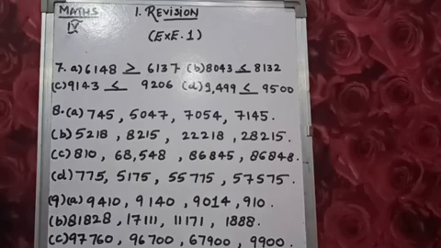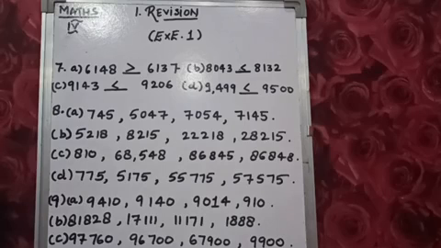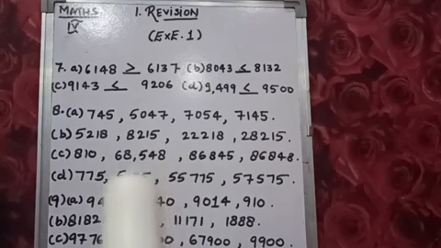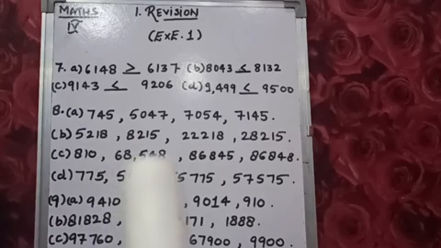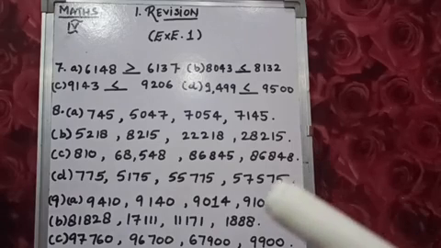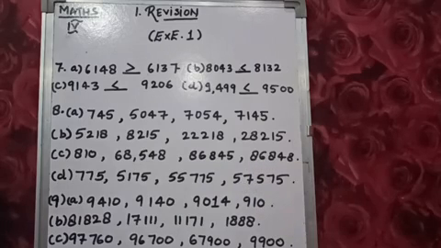Now let's see question number C. So in question number C, the smallest number is 810. Okay, and the second smallest number is 68,548. Then the third number is 86,845, and the largest number of the series is 86,848.